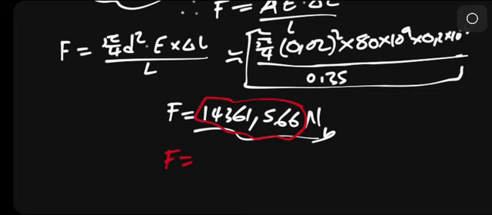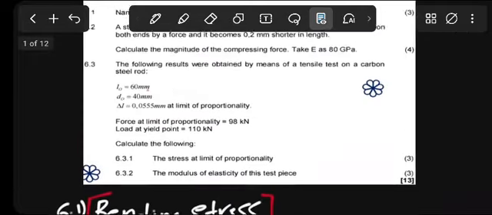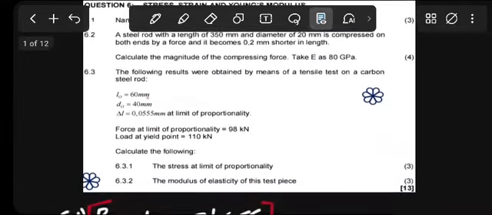We'll have 14,362 kilonewton. This is what we have there. All right, we have the force now that I said we should calculate, the compressive force.